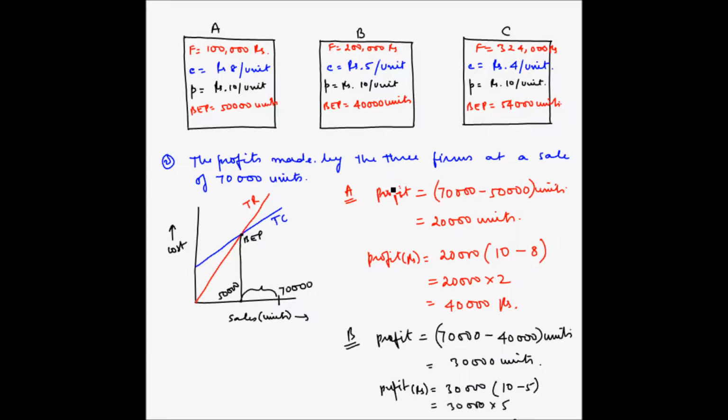Now let's move to the next part, which is what will be the impact on their profits if sales increase by 30%. But before that, let me note down the profit here. So capital P will denote the profit. This is 40,000 rupees for firm A, 150,000 rupees for firm B and 96,000 rupees for firm C.